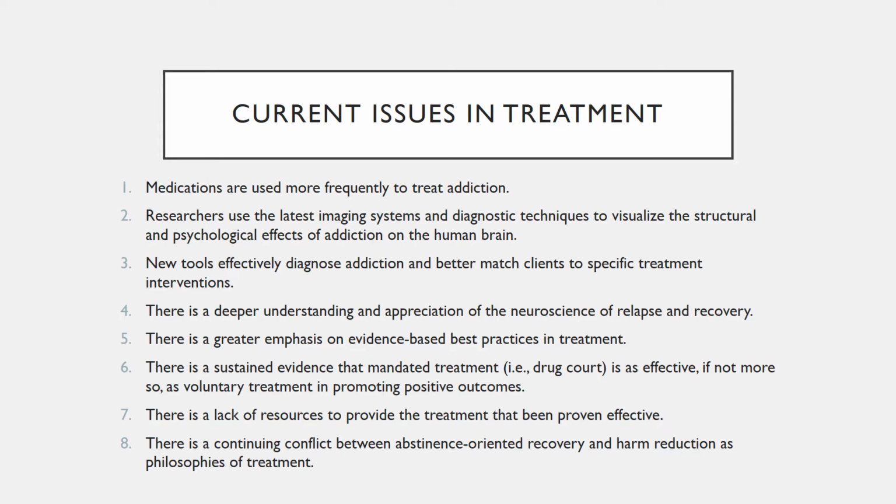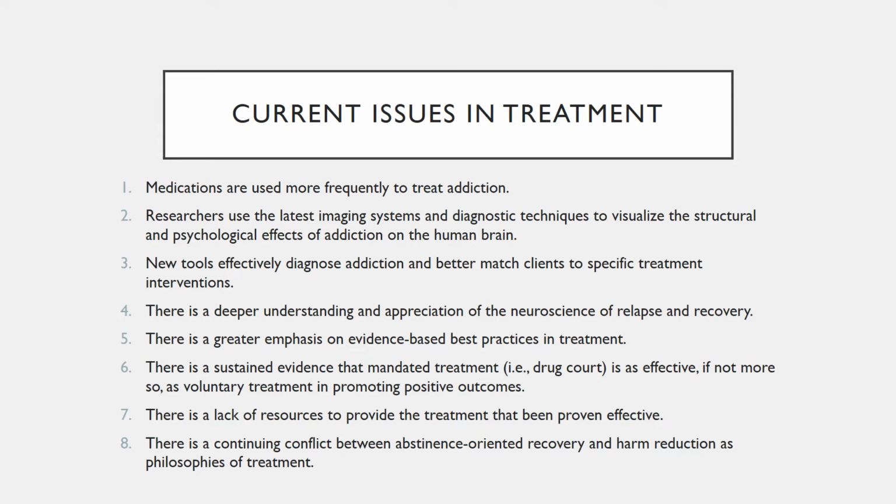So now we're going to look at current issues that we are presently seeing in substance use disorder treatment. And so the first is that medications are used more frequently to treat addiction. So since we have an understanding of how substances can alter brain chemistry, we also can use that with our use of medications to help with treating addiction.